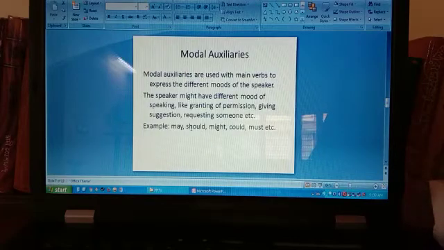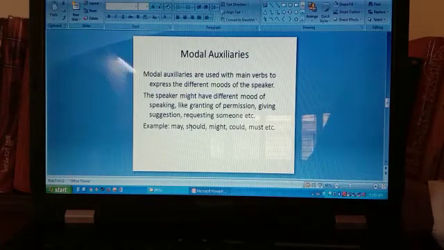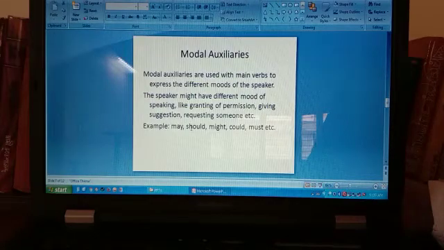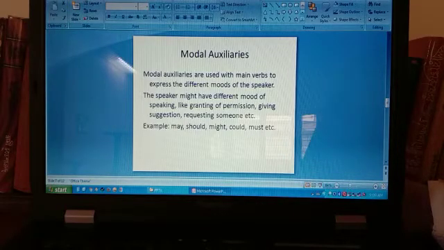Now we are coming to the modal auxiliaries. What are modal auxiliaries? As we have already said before, modal auxiliaries are used with main verbs to express the different moods of the speaker. The speaker might have different mood of speaking, like granting of permission, giving suggestion, requesting someone, etc. So the examples of modal auxiliaries are may, should, might, could, must, etc.